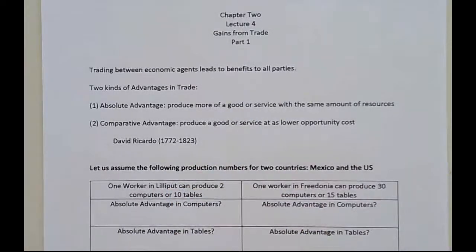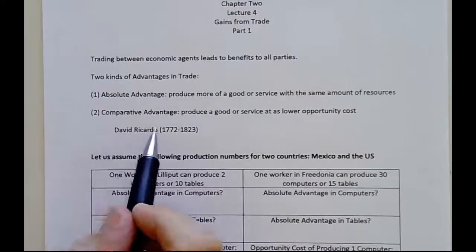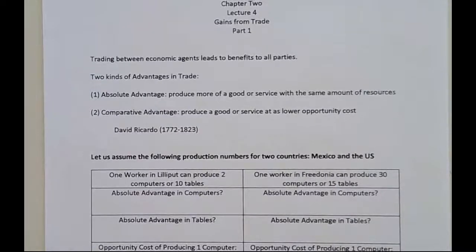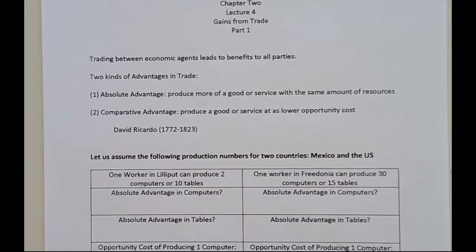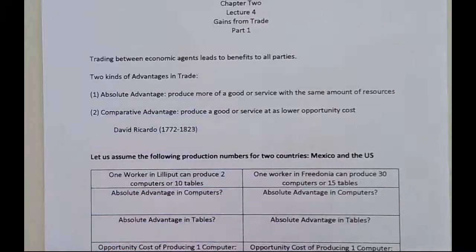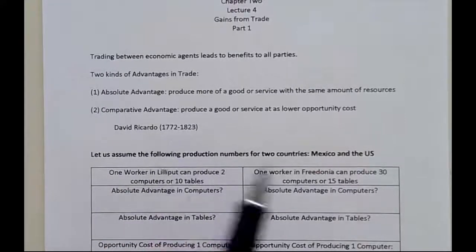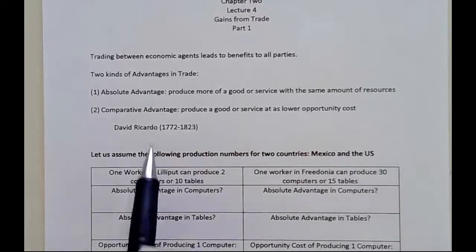Economists have studied trade quite a bit, and we've determined that trading between economic agents, individuals, cities, states, nations, benefits all parties. There are 2 kinds of advantages in trade. One is known as absolute advantage, and the other is comparative advantage. For a long time, economists, politicians, and people in business thought that absolute advantage is what determines the benefits of trade. It turns out a guy named David Ricardo, an early economist, came up with the idea that no, trade is actually determined by comparative advantage.